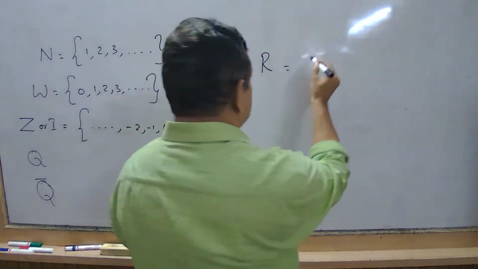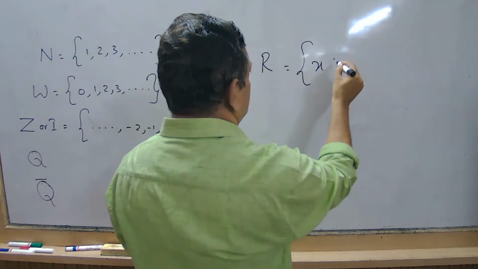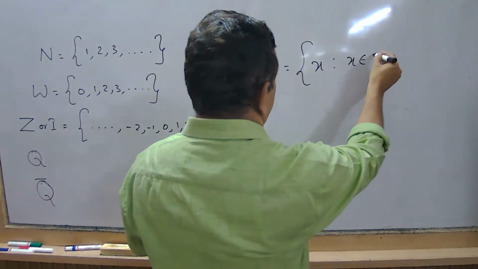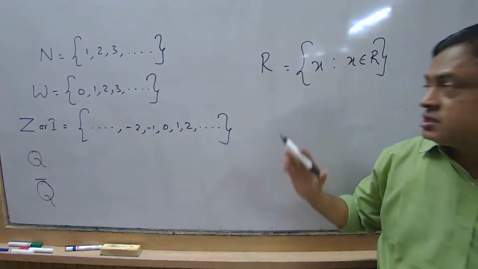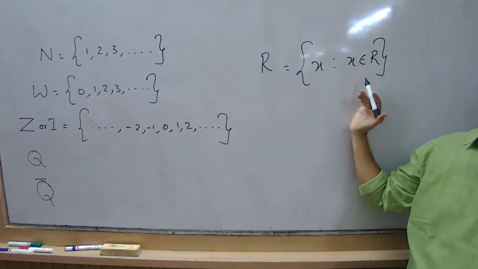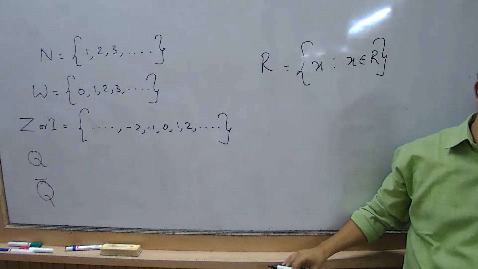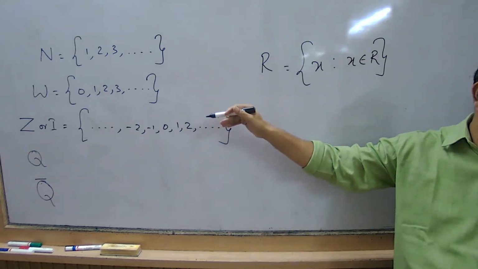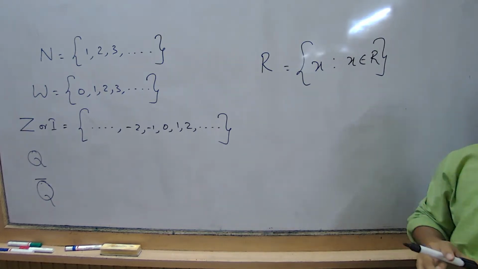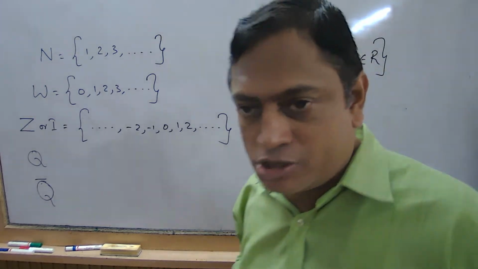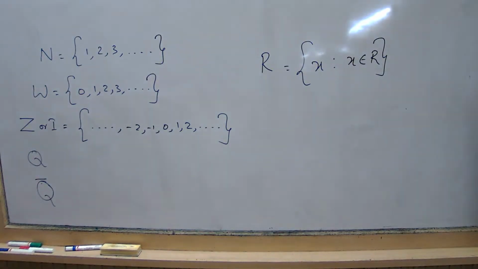Do you know how to read this? Set of x such that x belongs to R, meaning x is a real number. You cannot list this way. Okay, this much you have followed. The next is how to represent these on the number line, with points and intervals. I will explain. So remember these sets.